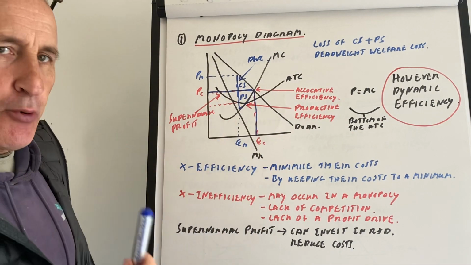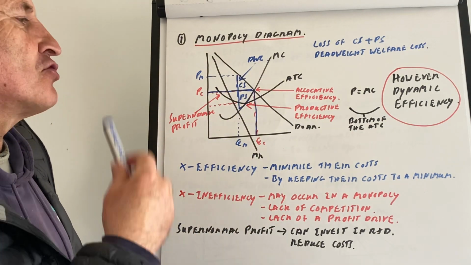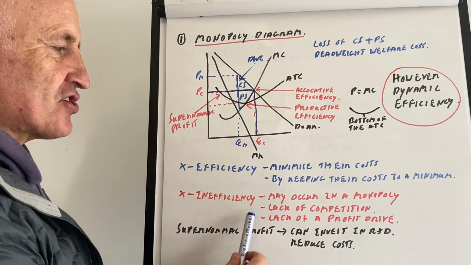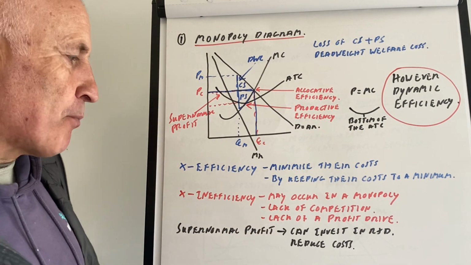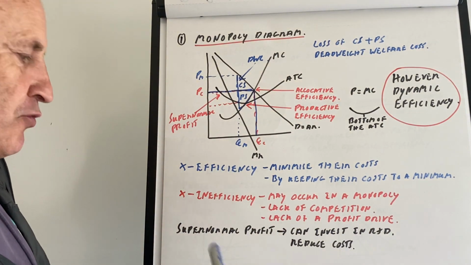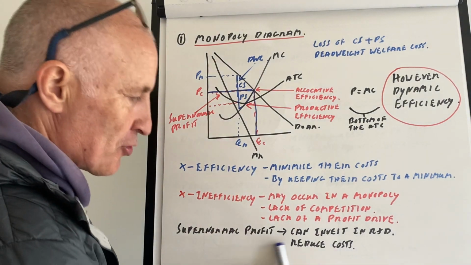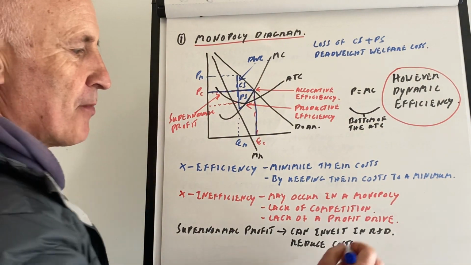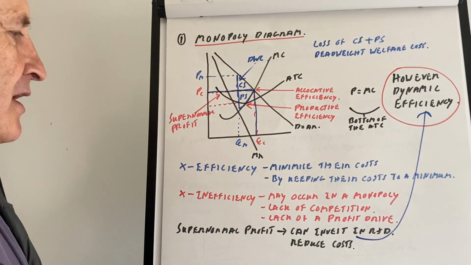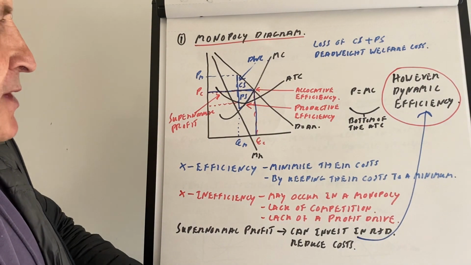So the key point to remember when you draw the diagram is with a monopoly, you are allocatively inefficient, you're also productively inefficient. You almost may have X inefficiency, because that may occur in a monopoly because there's a lack of competition, so there's a lack of drive, in a sense, to improve what's going on. You will also make supernormal profits, and with those supernormal profits, you might be able to become dynamically efficient over a period of time. So X efficiency is all about minimising costs and keeping your costs to a minimum.